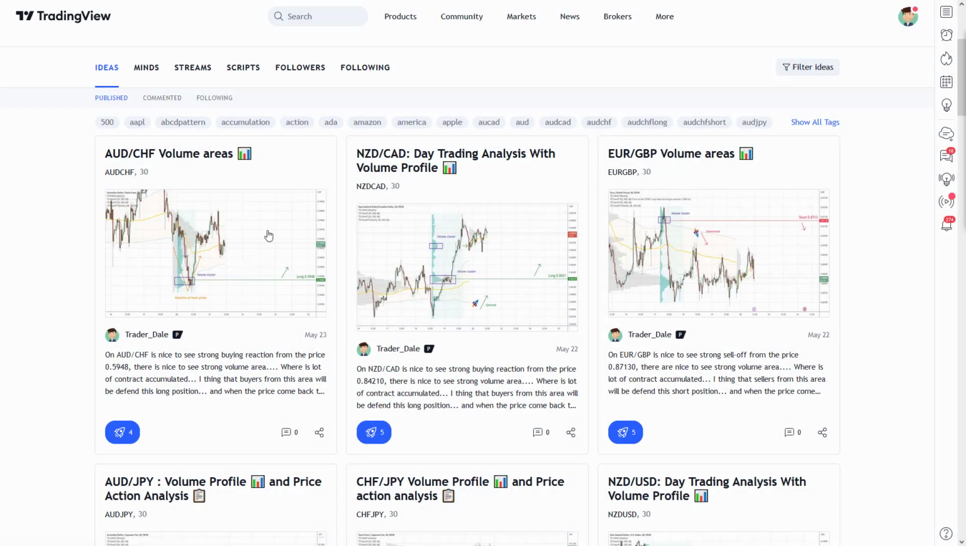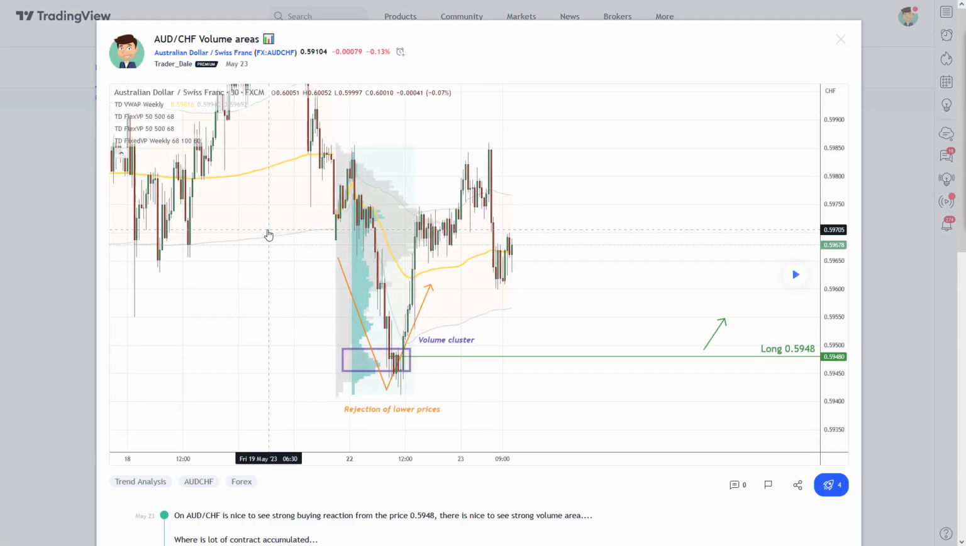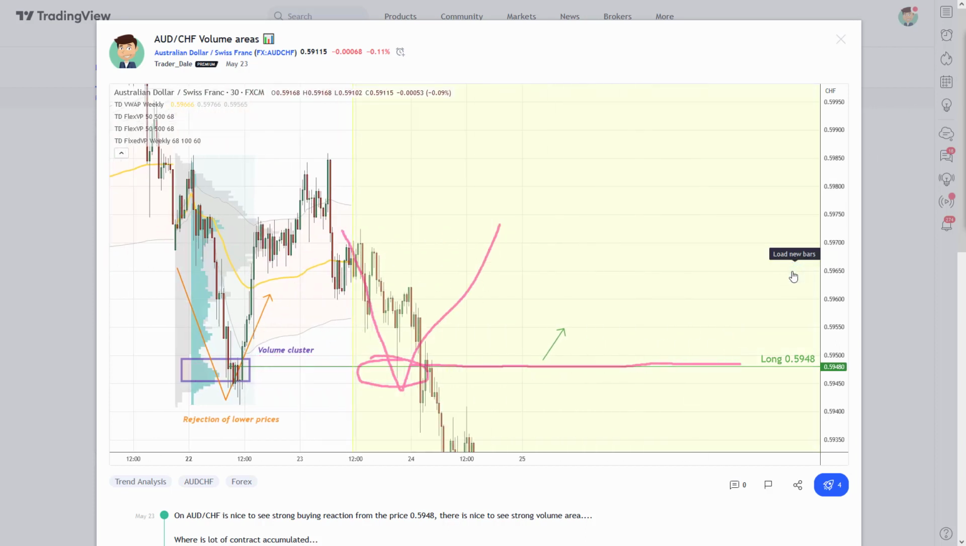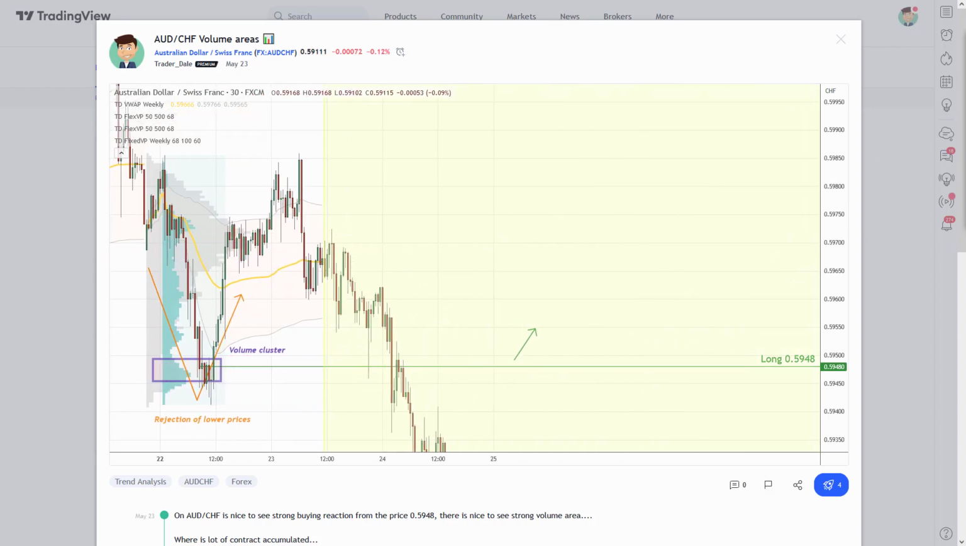Now, the last one, Australian dollar, Swiss franc. That was prediction from Tuesday, and in here we had the rejection setup again. This was the rejection of lower prices with significant volume cluster. This was the support, and if I scroll forward, then right here, this was the reaction to it. Right, so those are the trades from this week.